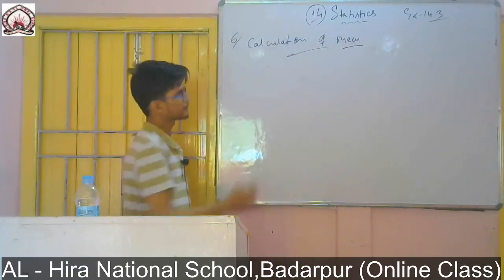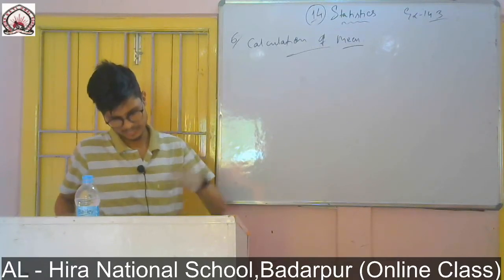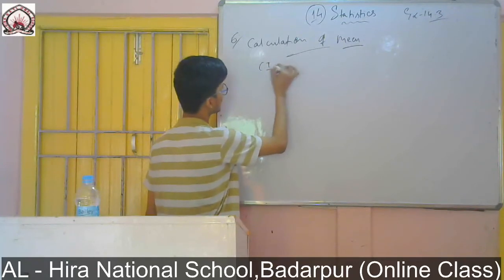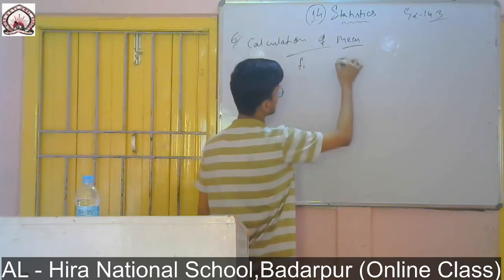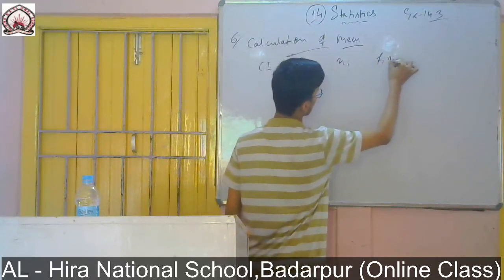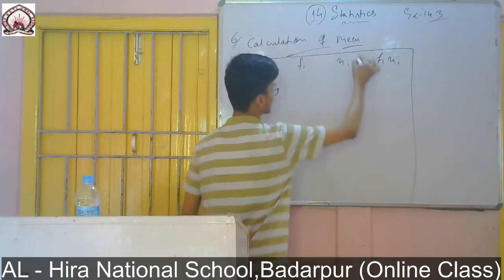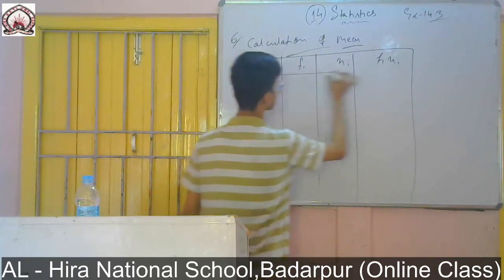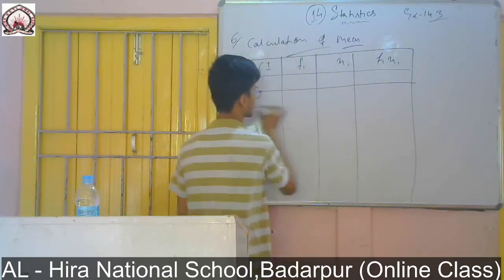Calculation of mean. Let us do it by the direct method. It will be easy, not that tough. We need the class interval Ci, then frequency Fi, then Xi, then Fi Xi. I am doing it by the direct method so it is not too lengthy. If anyone wants to do it by any other method, he or she can do it.